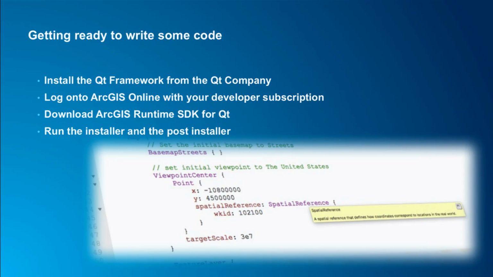When you're ready to start writing some code, here's how you get started. Install the Qt framework from the Qt company. It's free to download. Just download it and start using it for development purposes. Log into ArcGIS Online with your developer subscription and download our Runtime SDK for Qt. It's also free to download for developers' purposes. You can access all the functionality inside of ArcGIS Runtime. Install any supporting software you need. For example, if you're going to be developing for Android platforms, there are some Android libraries and things that need to be downloaded and installed on your system. And finally, run the installer and the post installer, as you would have to do with any product.